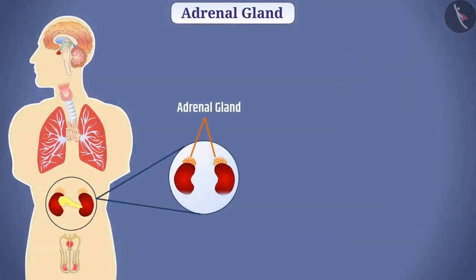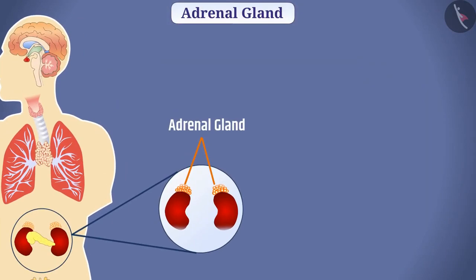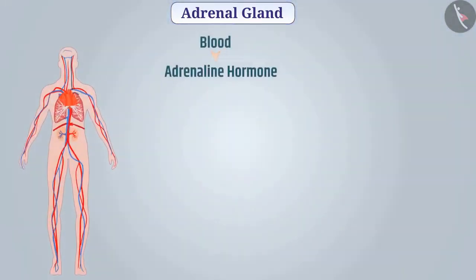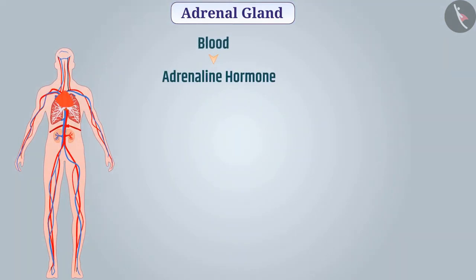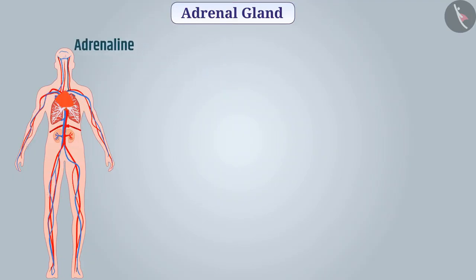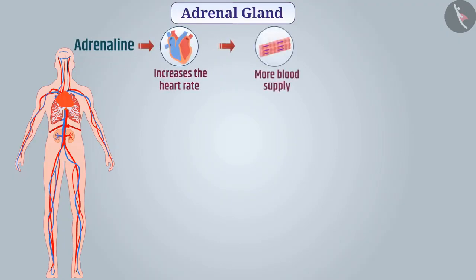An adrenal gland is present above each kidney, which secretes adrenaline hormone in the blood. Adrenaline reaches the heart and various parts of the body through blood. Adrenaline increases the heart rate, due to which there is more blood supply to the muscles of the body. Therefore, more oxygen reaches the muscles.